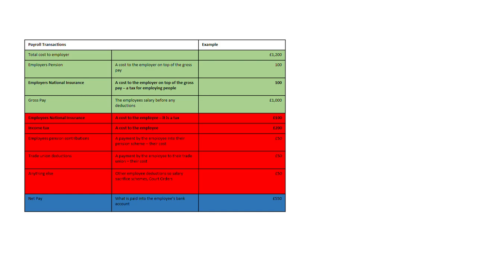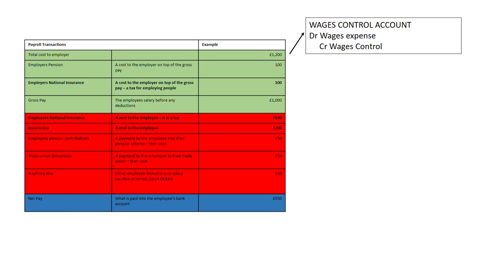What we're going to have then is our first journal, which is the wages control account 1. So we debit the wages expense and we credit the wages control. So this is the cost of the employer, debit the wages expense. This is the wages control, which we're going to use as a holding account. Eventually this is going to get to 0.